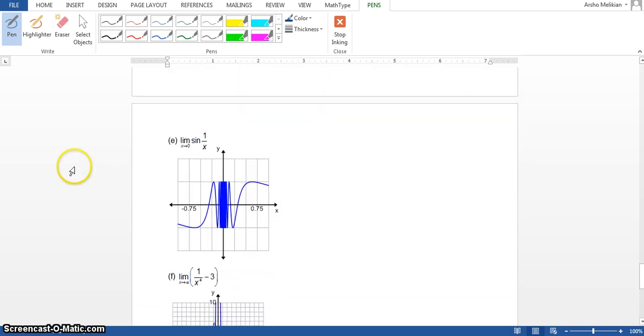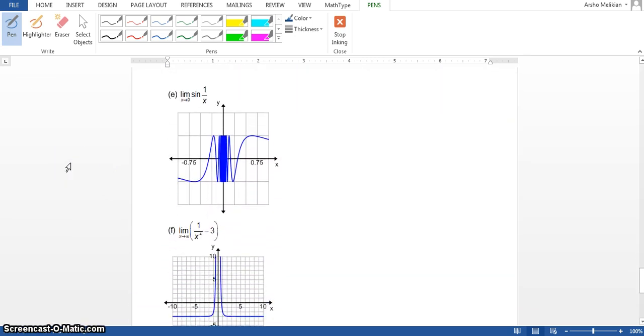Here is a graph of the sine of 1 over x. This is not one you have seen before. The sine of 1 over x, I want to find the limit as x approaches 0. Well, 0 is not here. So I want to approach 0 from the left side, and I want to approach 0 from the right side.